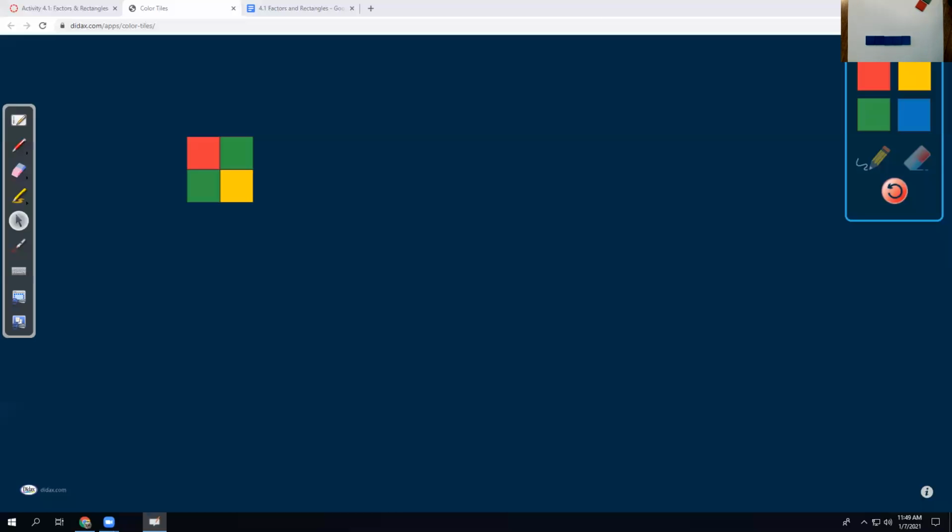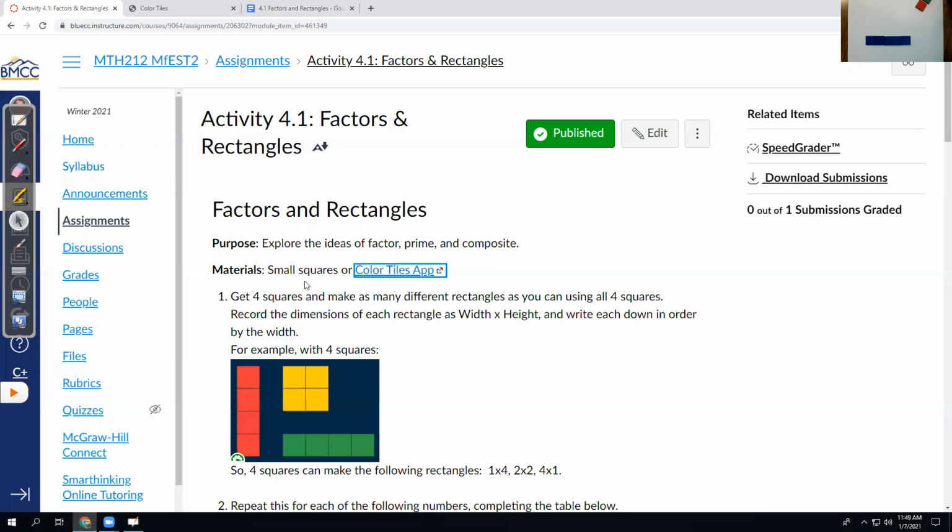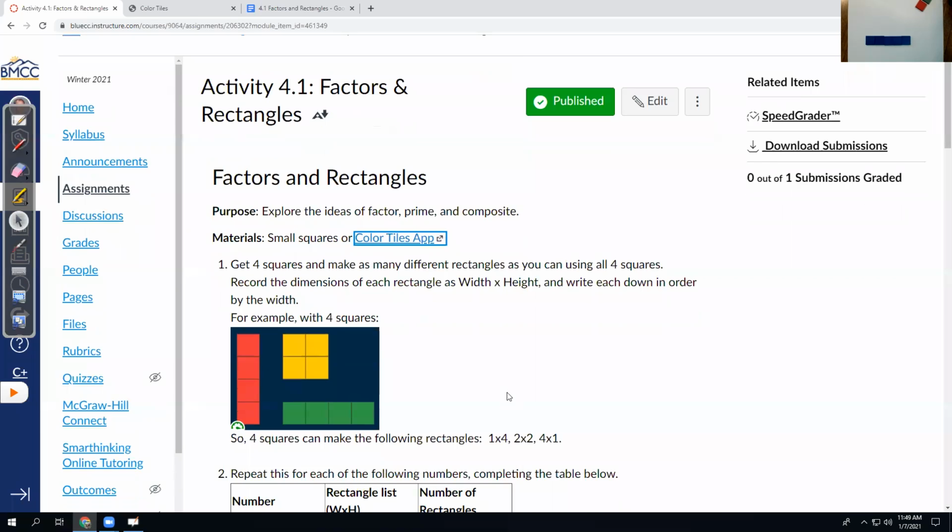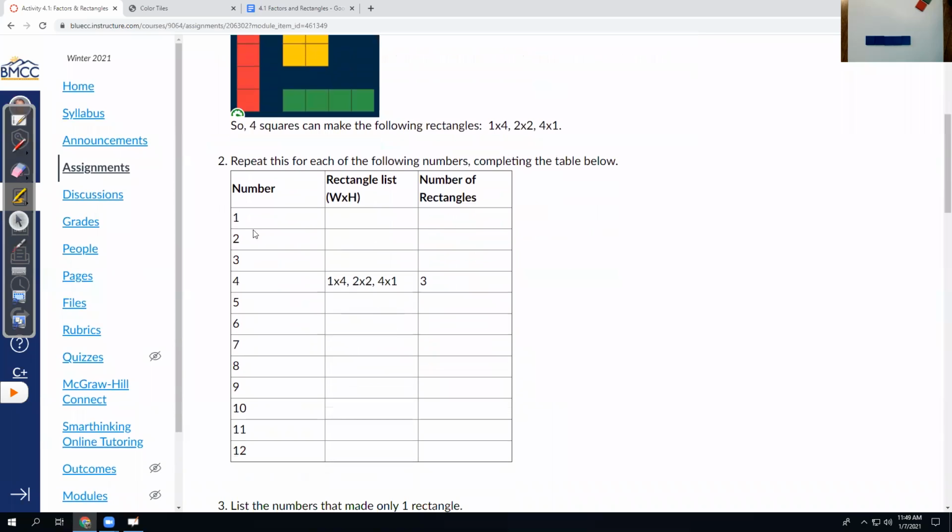So for the activity back here, I give an example of working with 4 blocks, and I found I could do it in 3 different ways: a 1 by 4, a 2 by 2, and a 4 by 1. And so I'm just going to play around. We're going to repeat this idea with each of these numbers of blocks here, either thinking it in your head, using physical squares or blocks, or using the virtual ones, or drawing it on paper.